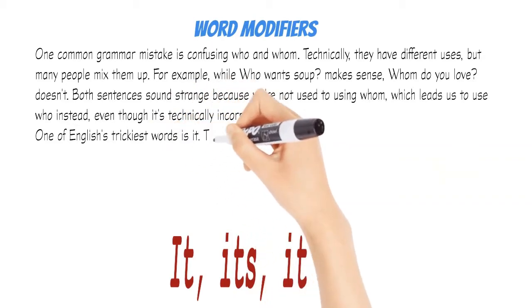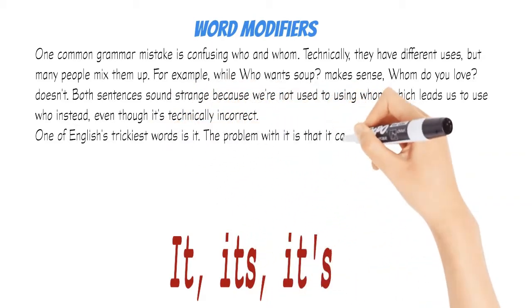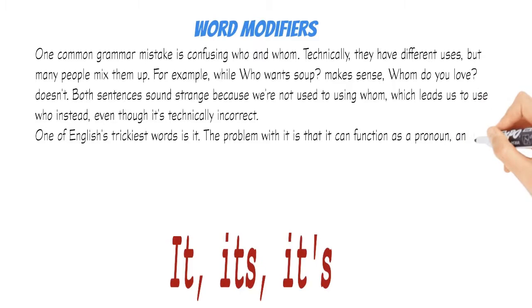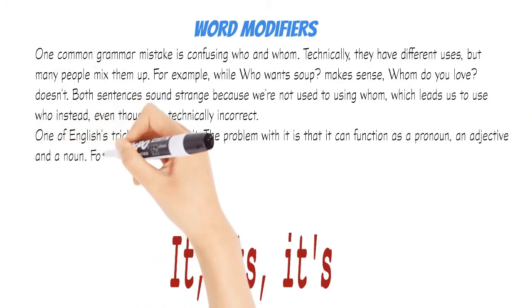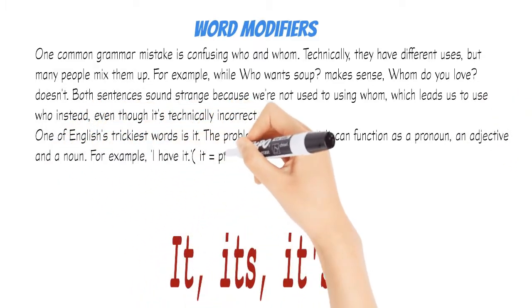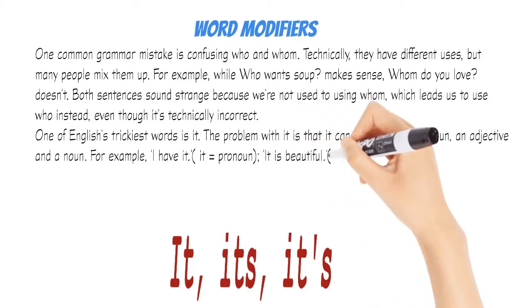One of English's trickiest words is "it." The problem with it is that it can function as a pronoun, an adjective and a noun. For example, "I have it." It equals pronoun. "It is beautiful." It equals adjective. And "give me it." It equals noun.